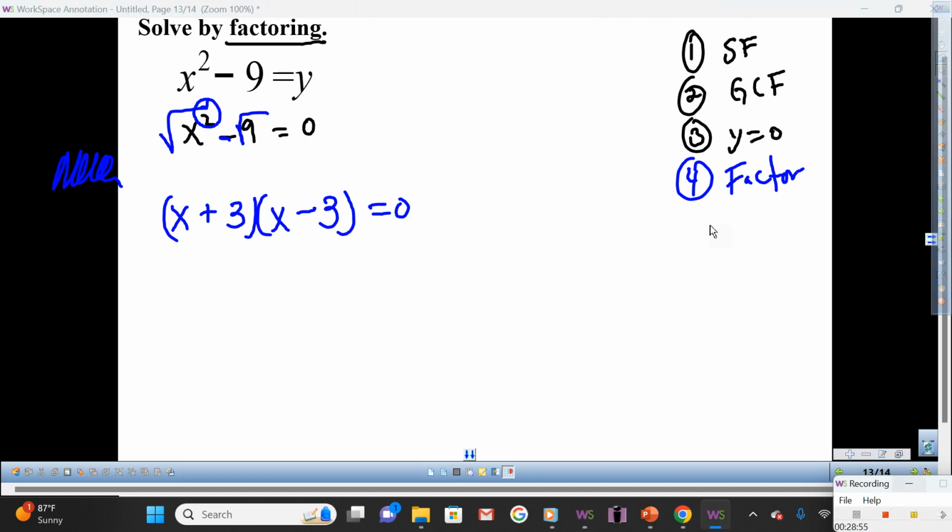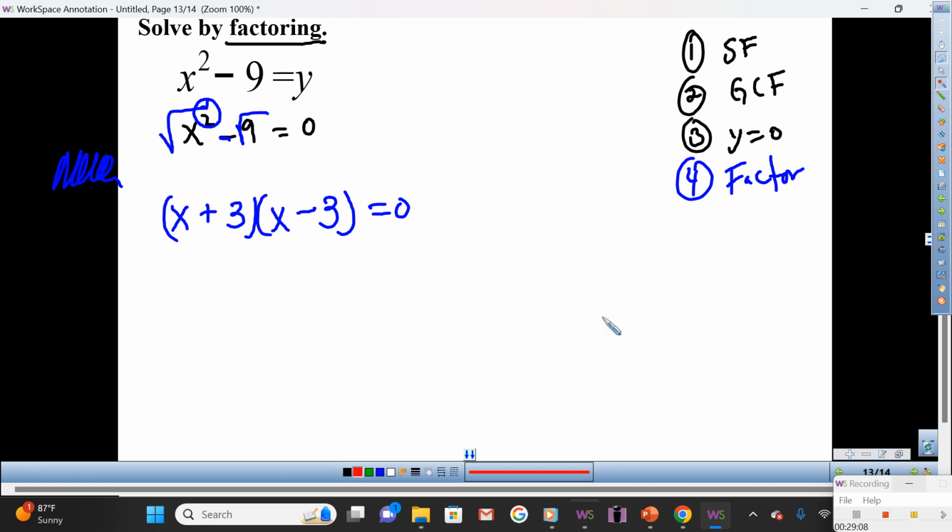So let's see. Step 1, standard form. Step 2, GCF. Set y equal to 0. There it is. And then we're going to factor. Okay, now check this out. Let me throw some numbers at you. Put your utensils down. Look up to the screen. This has nothing to do with this, I'm just making you think.